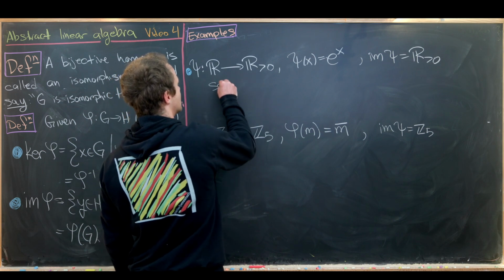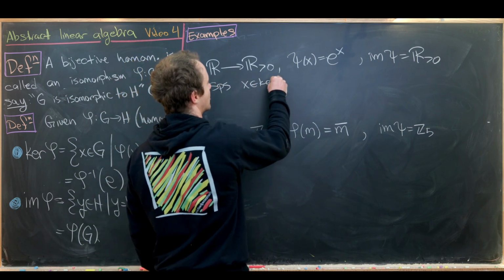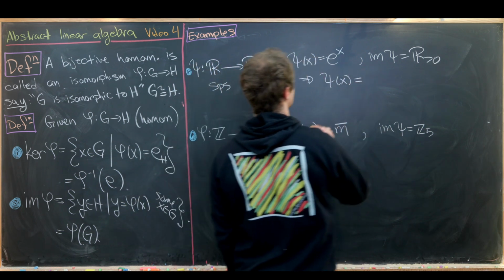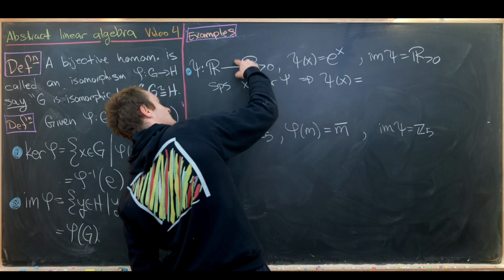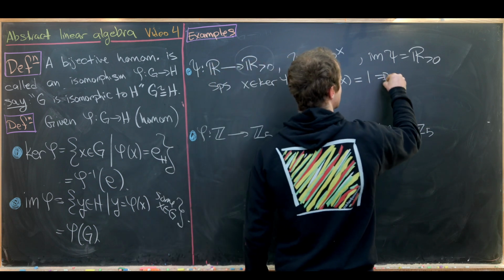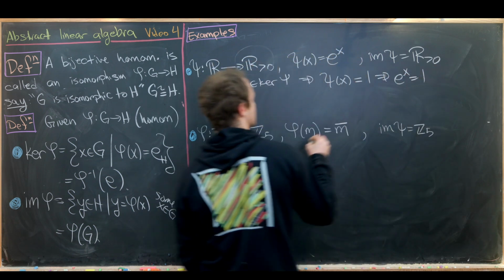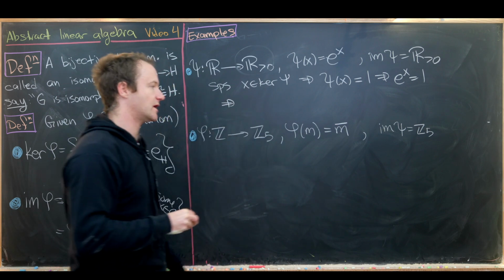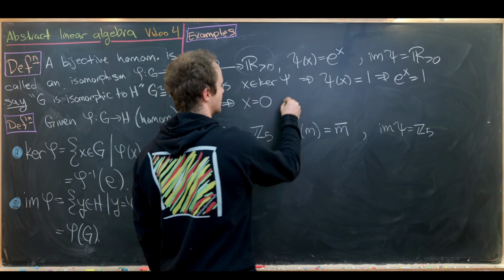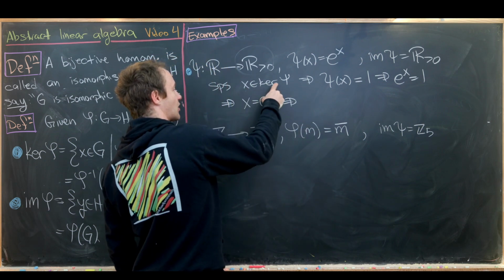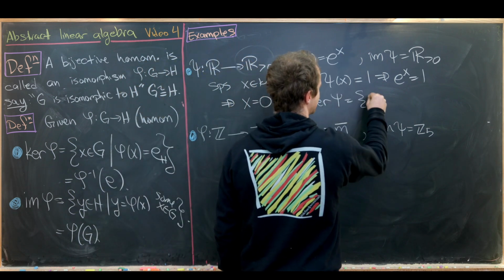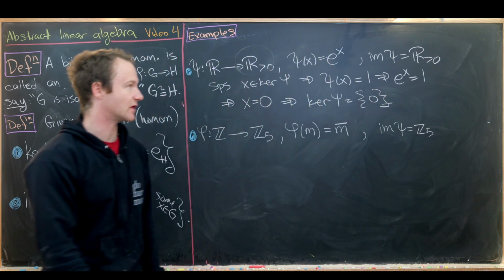So let's suppose that x is in the kernel of psi, and let's notice that means psi of x is equal to the identity over here, but the identity over here is 1 because this is multiplicative. But that's the same thing as saying that e to the x is equal to 1, but e to the x equals 1 only has a single solution, and that is x equals 0. So if x is in the kernel, it must be equal to 0. That tells us that the kernel of psi is in fact equal just to the singleton {0}.